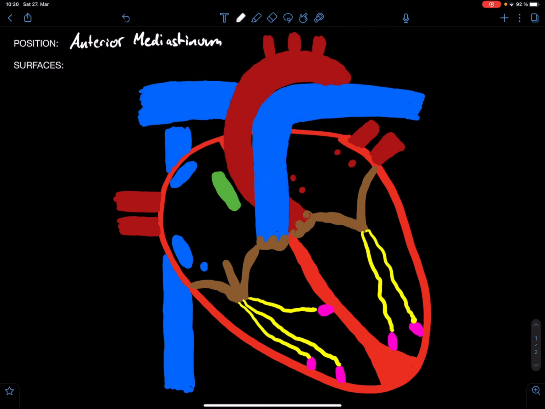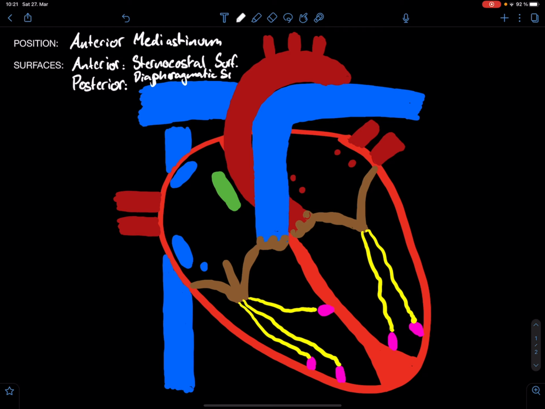Let's make this a little smaller, the next one. And the heart has two surfaces. The anterior aspect of the heart, the anterior surface, is called the sternocostal surface. And the posterior aspect, or the posterior surface, is called the diaphragmatic surface.